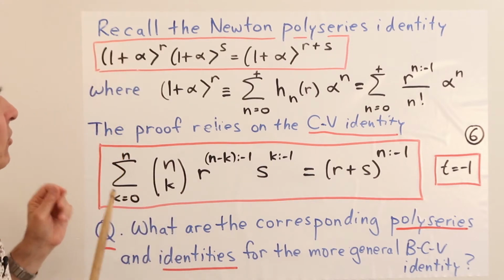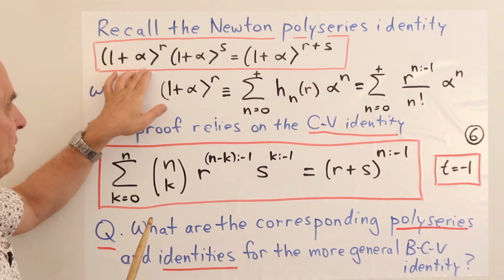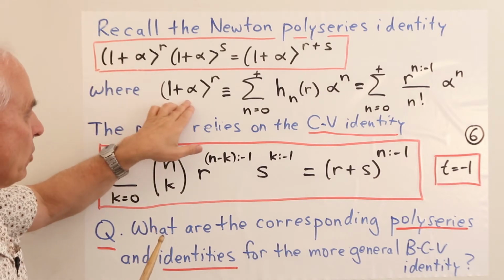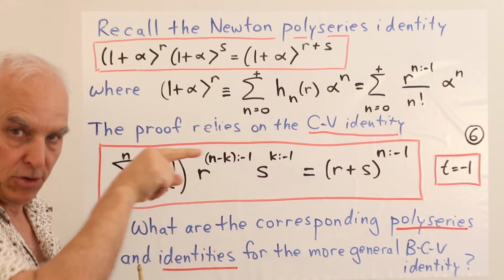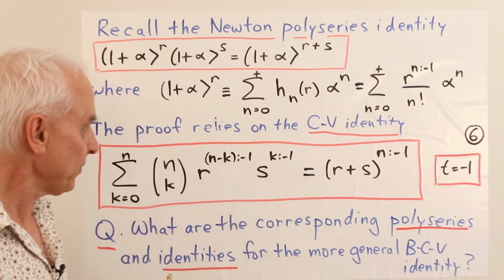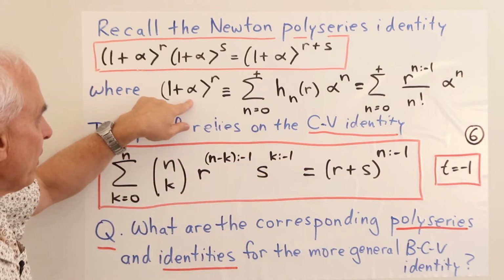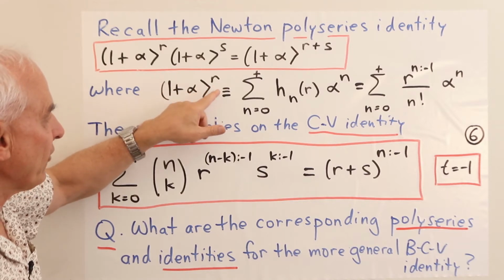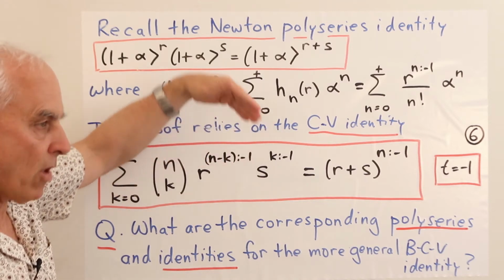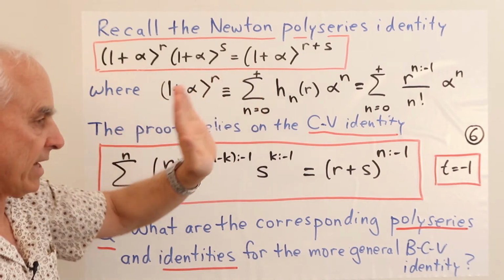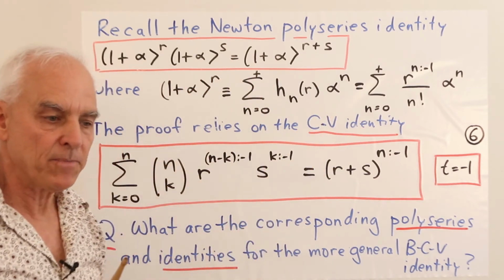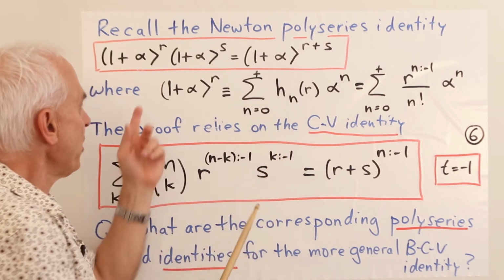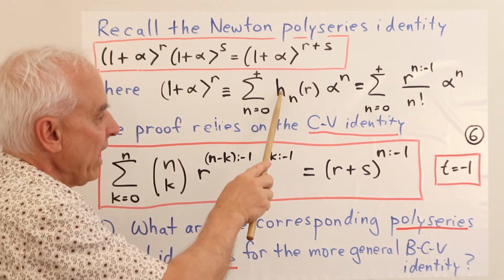Okay, and let me remind you that the definition of this polyseries had a little bit of funny notation. There was this kind of arrow bracket on the right-hand side suggesting that we're going in that direction, which is sort of what we're doing. And the definition of (1 + α)^r in this case is the sum from n equals 0 onwards, so n equals 0, 1, 2, 3, and on going, of these powers of α with coefficients which depend on r. The coefficients are h_n(r).